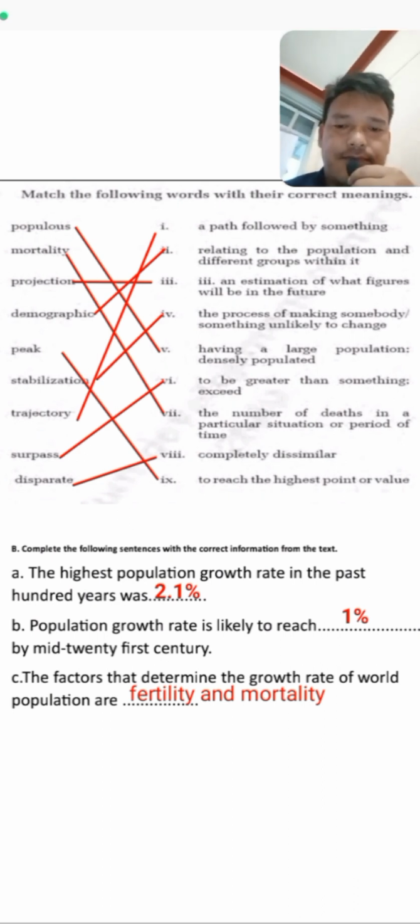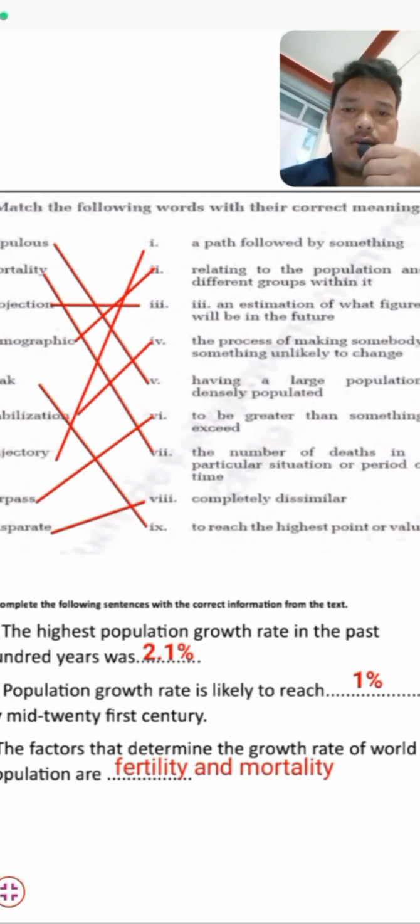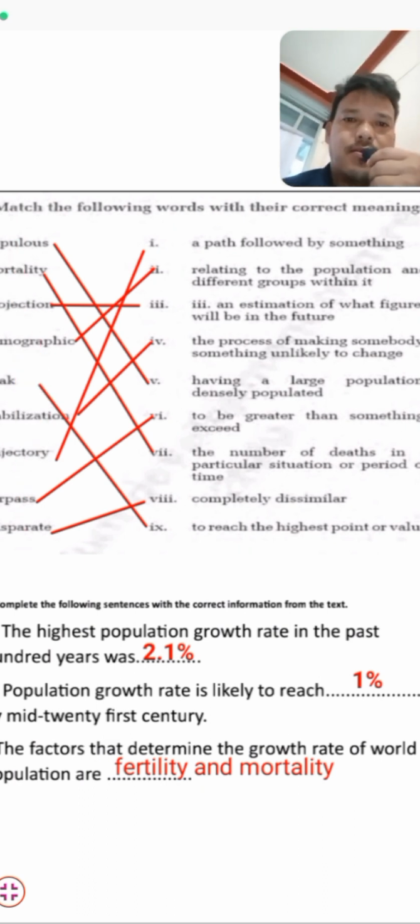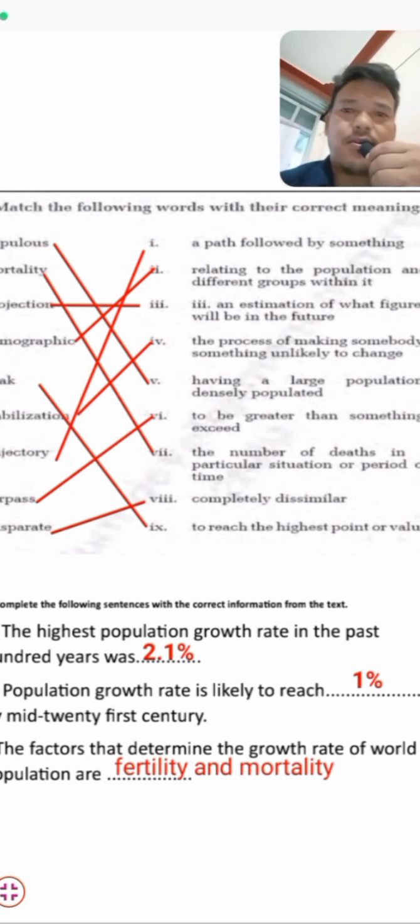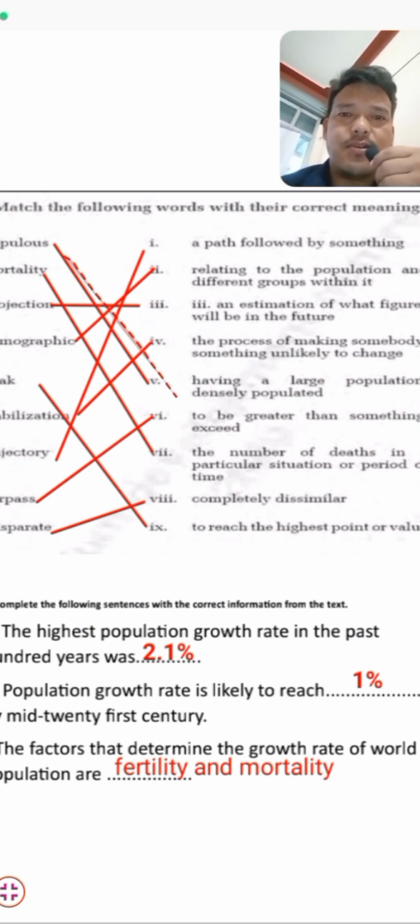Here we have the first exercise, students. Match the following words with the correct meanings. On the left side, you can see the words, and on the right side, all these are the meanings of these words. You need to match all these words to their correct meaning. So here, students, I have solved this exercise by matching the words with their meanings. Students, you can write from here, and you can look here.